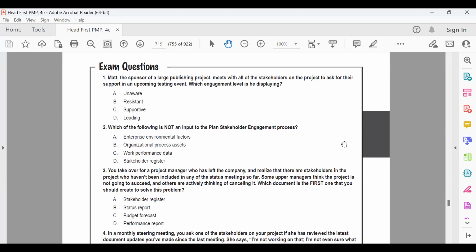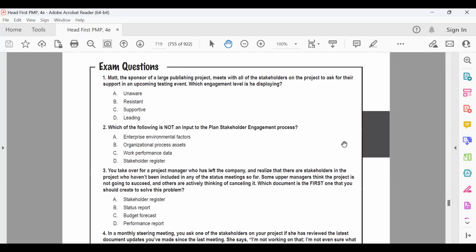Can you see my screen? Question number 1. Yes, we can. Matt, the sponsor of a large publishing project, meets with all the stakeholders on the project to ask for their support in upcoming testing event. Which engagement level is he displaying? Leading or supportive? Supportive.